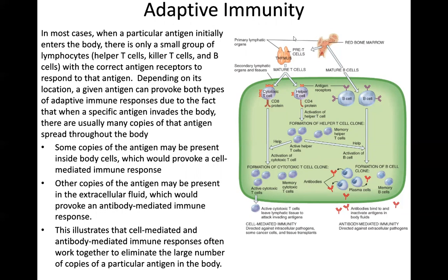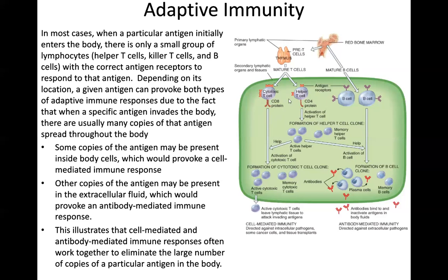So looking here, on the right we've got our red bone marrow, which is, once again, where all blood cells are made, including the pre-T cells, the pre-T lymphocytes, which then go to the thymus and become mature T cells, whereas the B cells start and then finish their maturation in the bone marrow. And as we just talked about, T cells are involved with cell-mediated immunity, whereas the B cells are involved with antibody-mediated immunity.